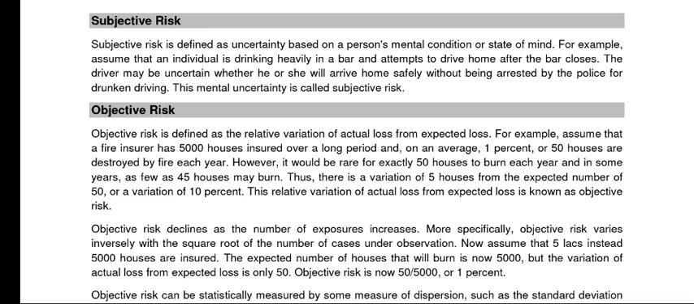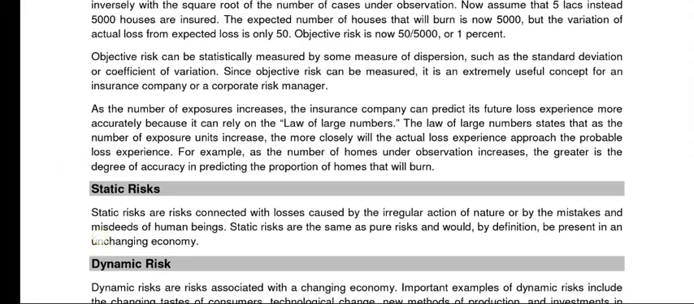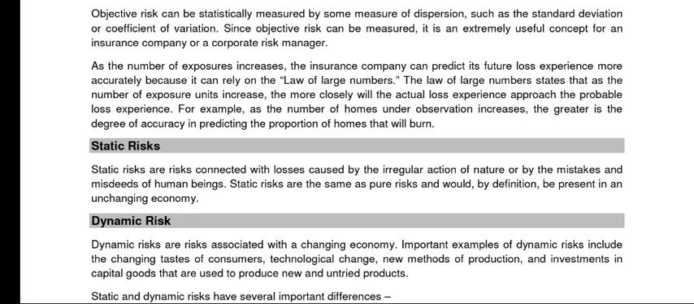Objective risk can be statistically measured by some measure of dispersion, such as the standard deviation or coefficient of variation. Since objective risk can be measured, it is an extremely useful concept for an insurance company or a corporate risk manager. As the number of exposures increases, the insurance company can predict its future loss experience more accurately because it can rely on the law of large numbers.